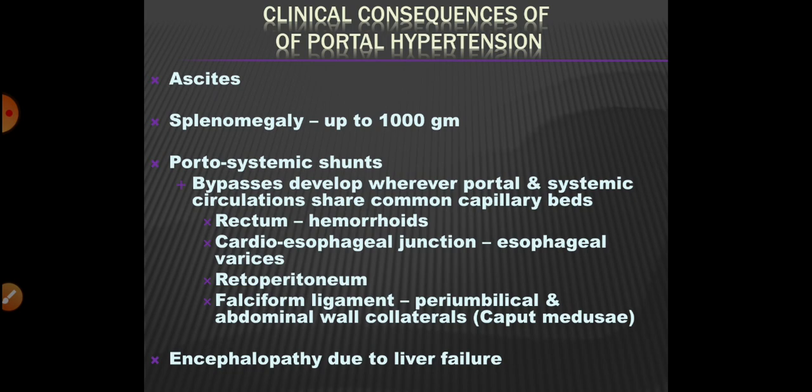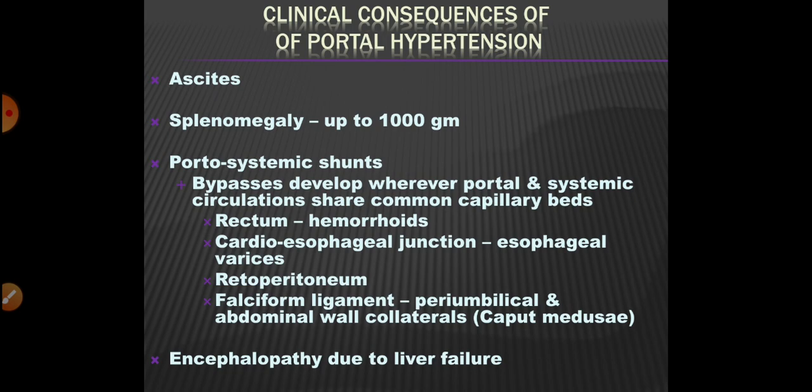The second process by which portal hypertension develops is increased portal venous blood flow resulting from hyperdynamic circulation due to arteriolar vasodilatation in the splanchnic circulation. The clinical consequences of portal hypertension are ascites, splenomegaly, where the spleen may enlarge up to 1000 grams, and portosystemic shunts.